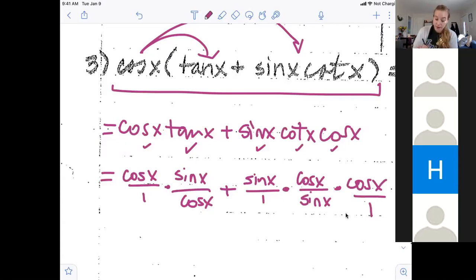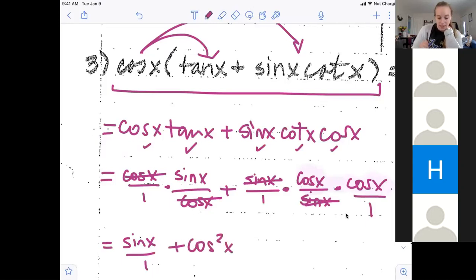Now that I have it here, I'm going to cross out what I have. The cosine and cosine cross out, so I'm left with just sine x over 1. On the other one, the sines cancel, and now I've got my two cosines together. The cosines are both on top, so they don't get to cancel out, but cosine times cosine becomes cosine squared. I can keep them over 1, but that's redundant, so I'm going to erase that. And I got sine x plus cosine squared x.